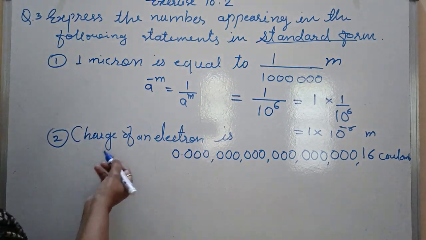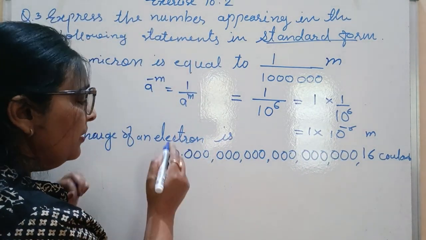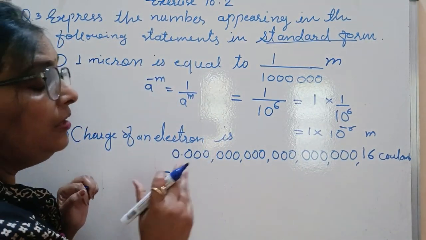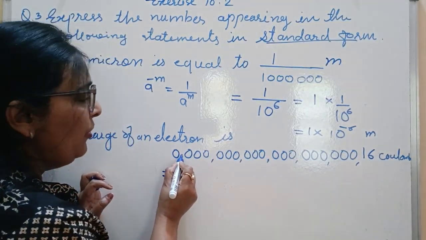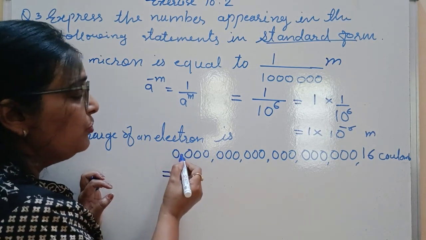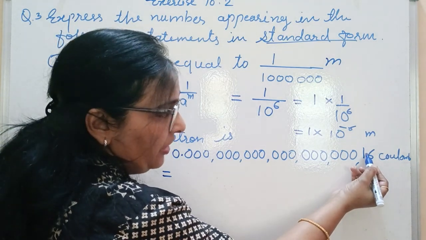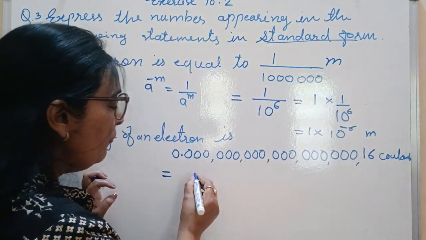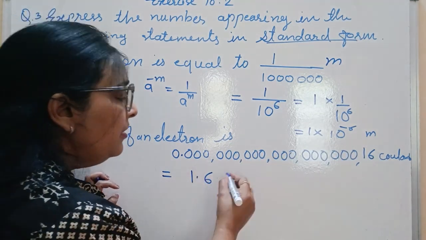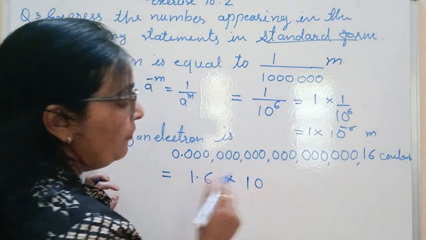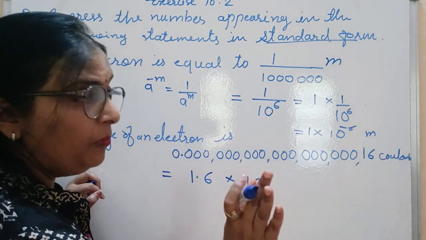Second, the charge of an electron is given, this big number. Now you have to convert this into standard form. Again see that here the decimal point is given. You have to shift this decimal point to after the first natural number, that means after 1. So what you will get? 1.6. Next number is 6. Now into 10 raised to a power. Now see here, how many places are we shifting? That will be your power.